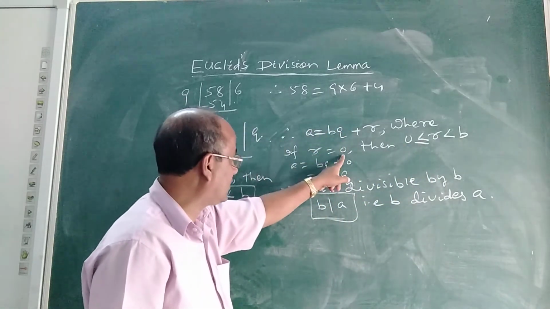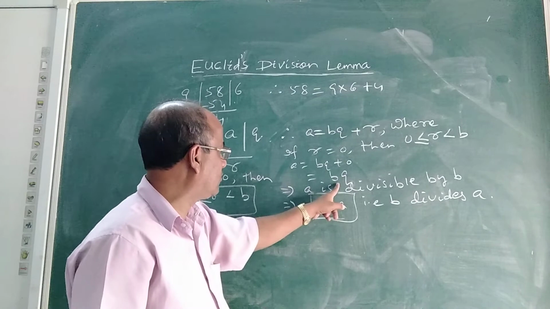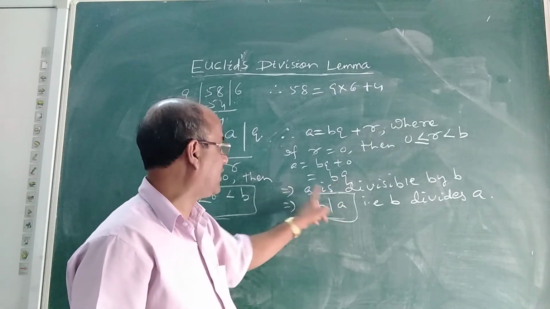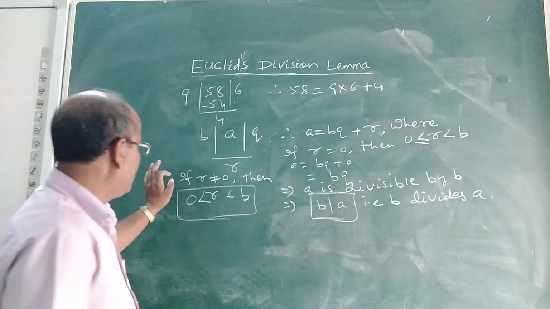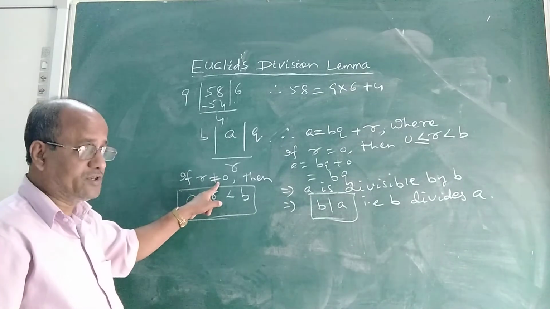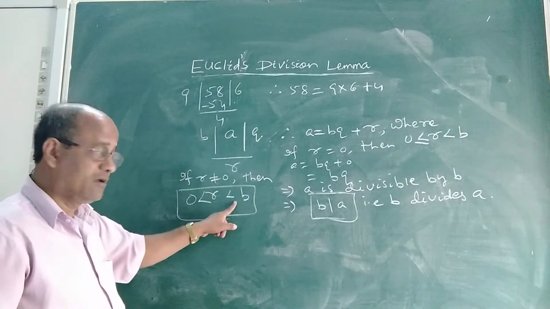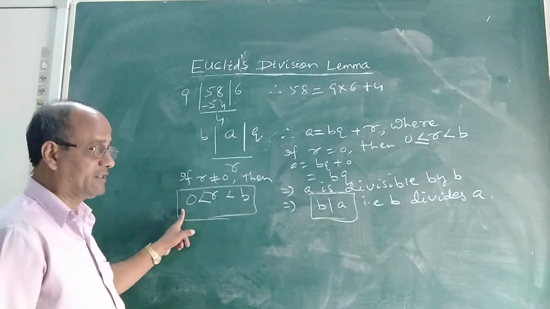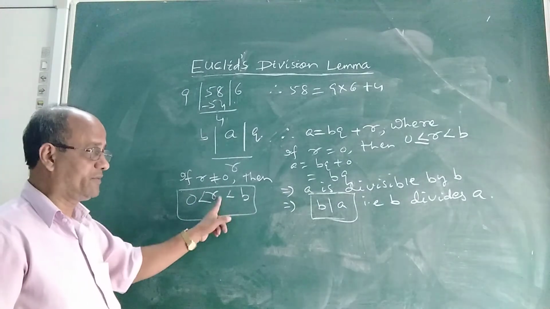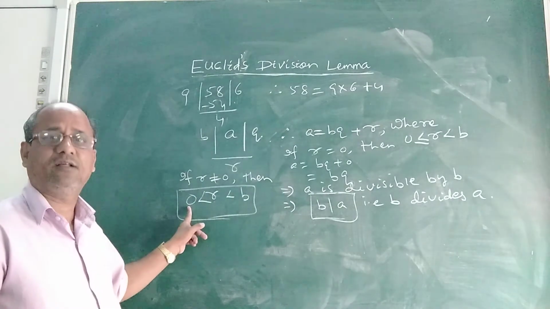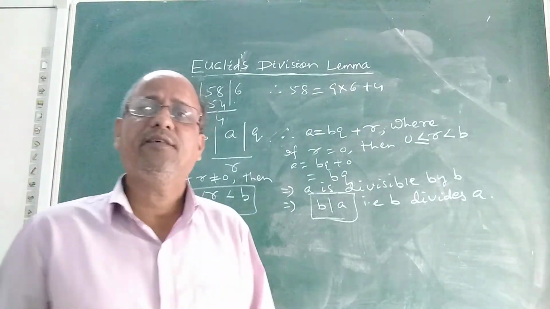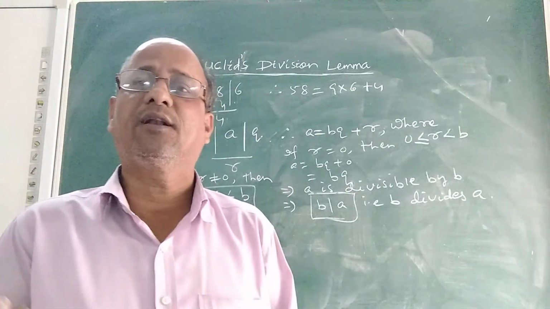So when the remainder equals 0, then a will be equal to bq, meaning b will divide a, or a is divisible by b. And if the remainder is not equal to 0, then the remainder will definitely be less than b and greater than 0. b means the divisor, so the remainder will be less than the divisor and greater than 0. So this is what Euclid's division lemma is.